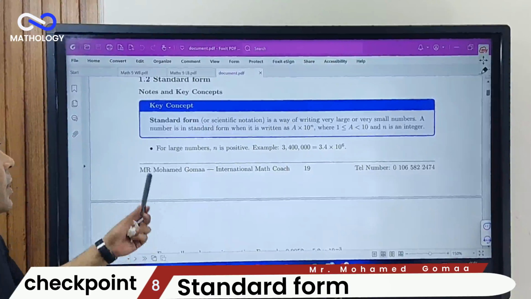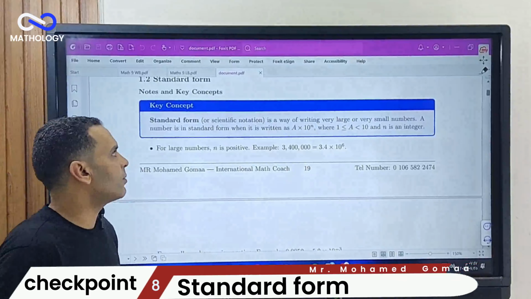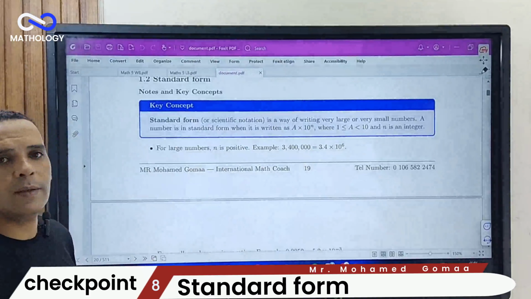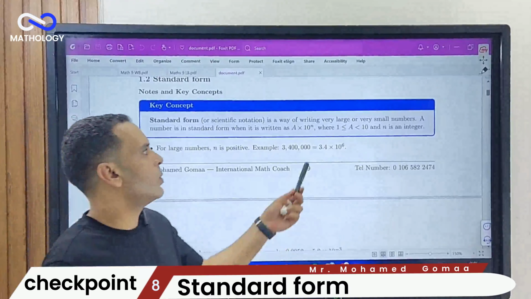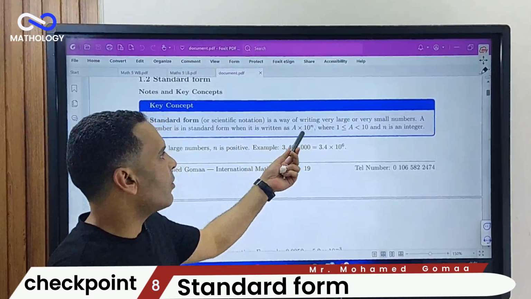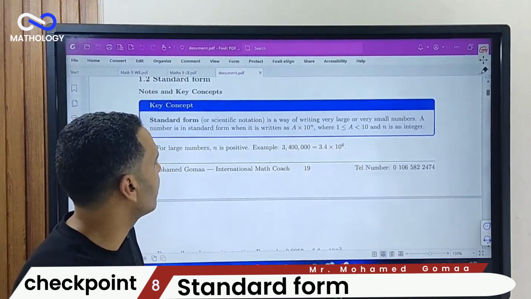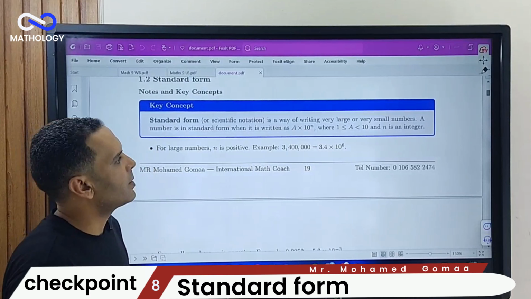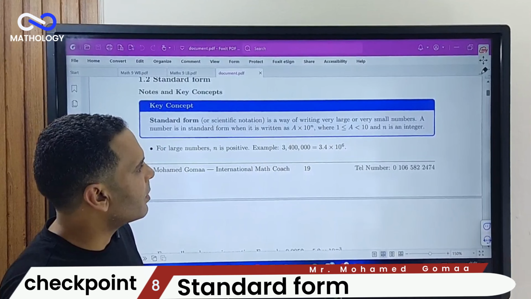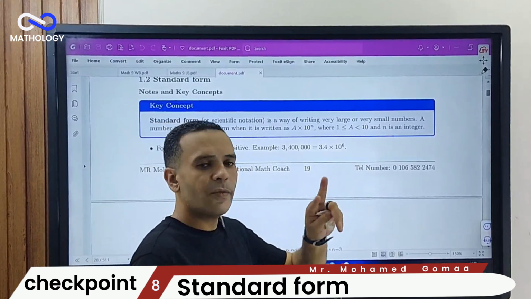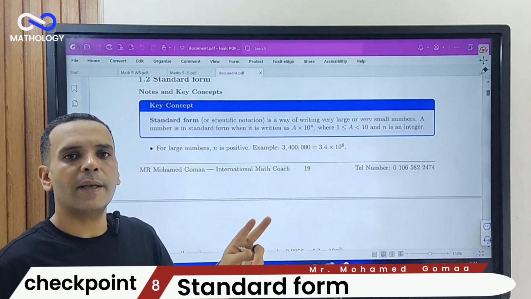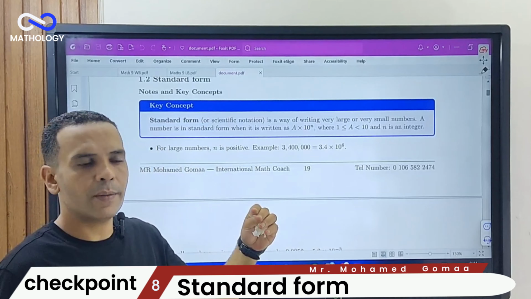We are going to study standard form. Standard form, or scientific notation, is a way of writing very large numbers and very small numbers. But there is a necessary condition.